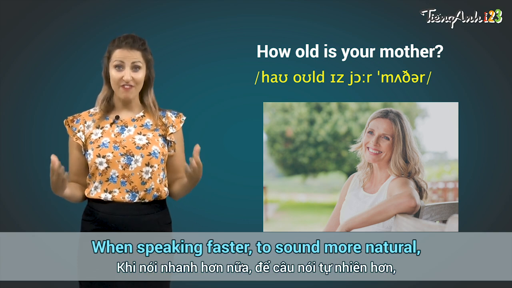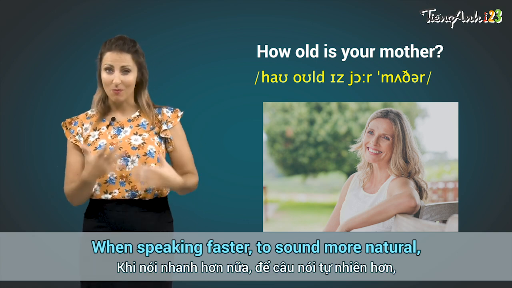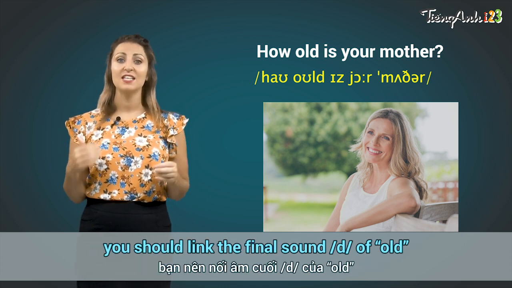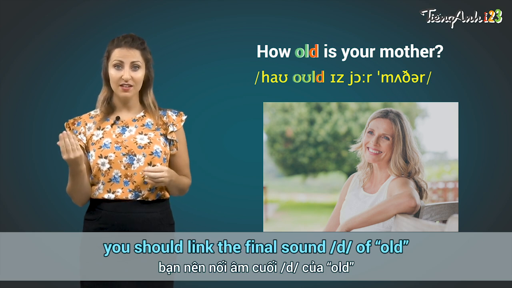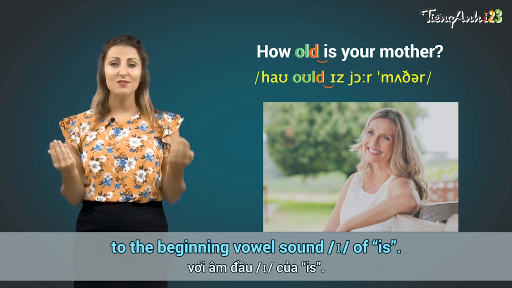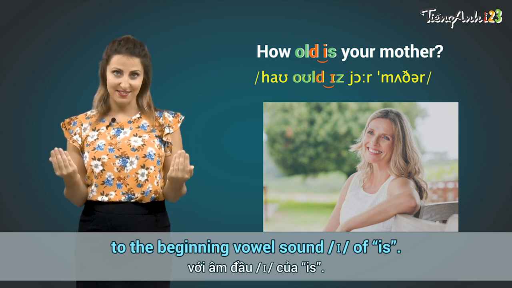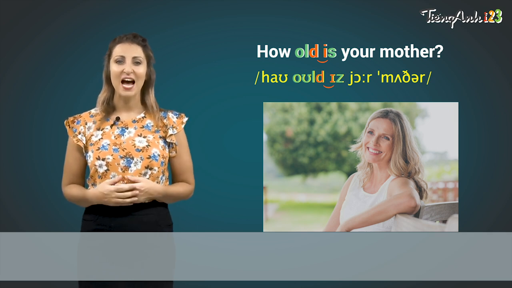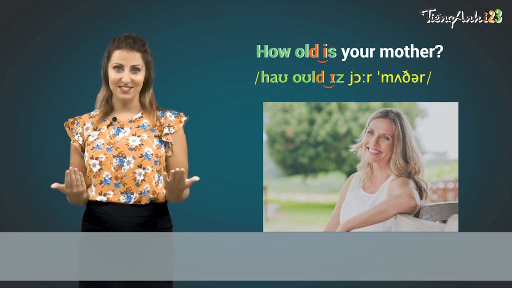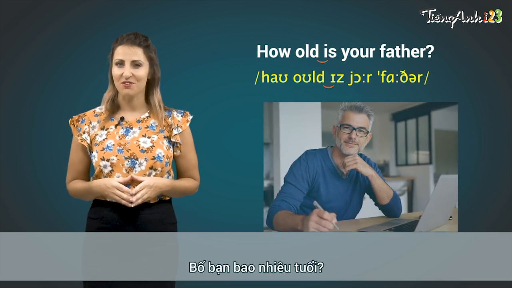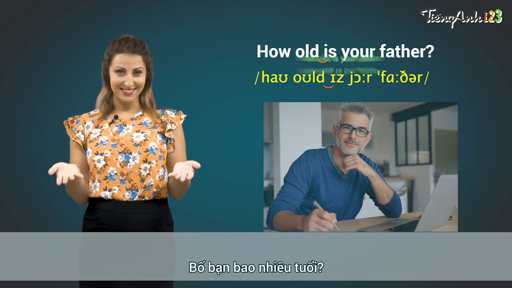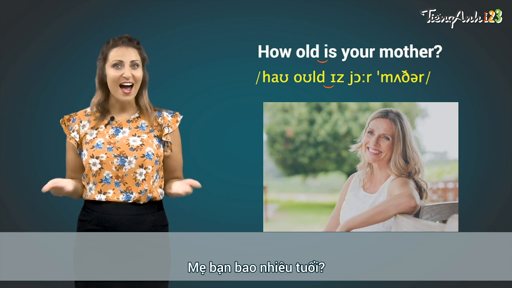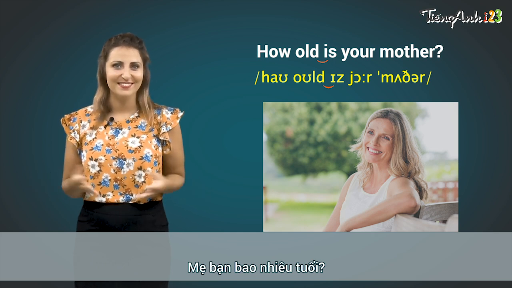When speaking faster, to sound more natural, you should link the final sound d of old to the beginning vowel sound of is. Old is. How old is? How old is your father? How old is your mother?